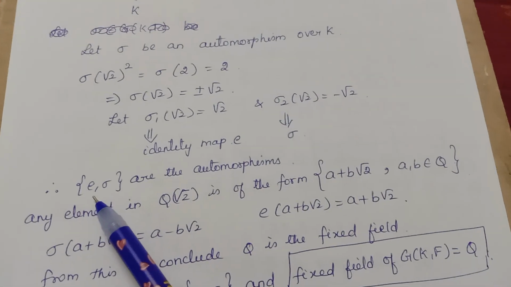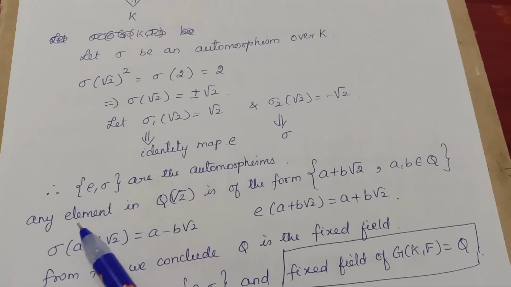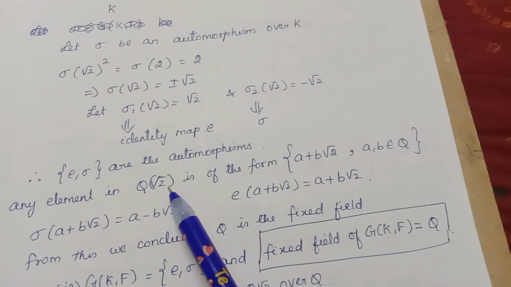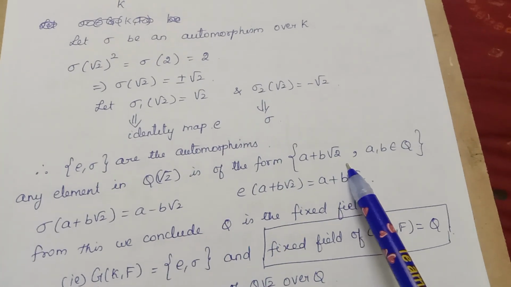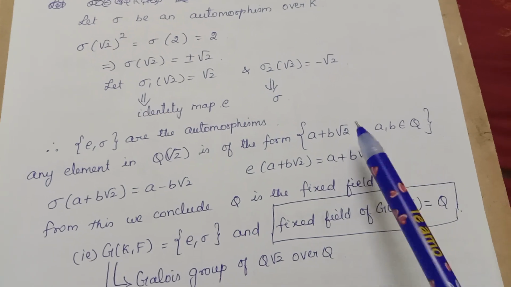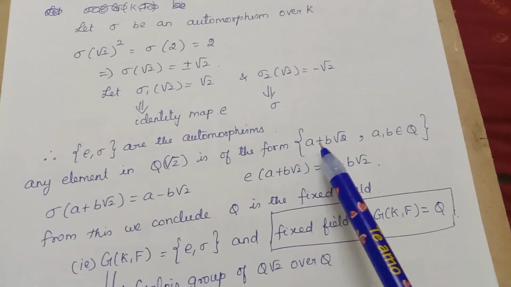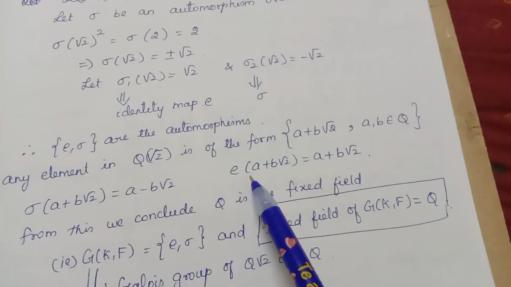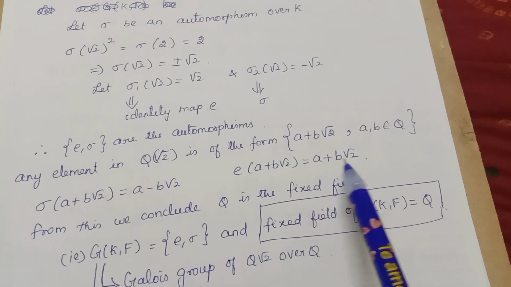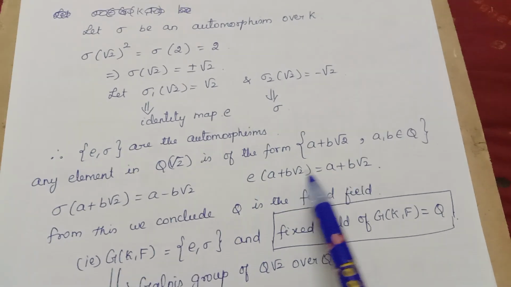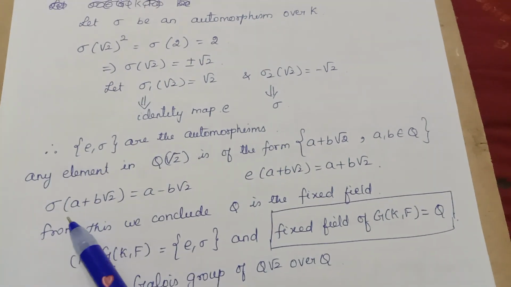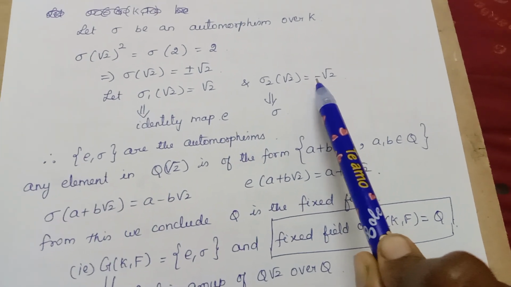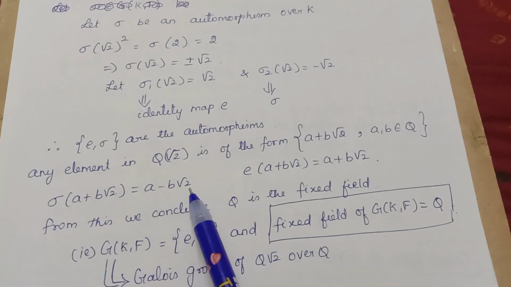Therefore, what are the automorphisms? E, identity, and sigma. Right? Now, how will you take any element of Q(root 2)? See, every element of Q(root 2) takes the form a plus b root 2, where a and b are elements of Q. So what will happen to this element under these two automorphisms? E of a plus b root 2 is equal to a plus b root 2 only, because this is identity map, which fixes every element. What about the sigma? Sigma of a plus b root 2 equal to, this sigma changes the sign of root 2. So a plus b root 2 will be mapped to a minus b root 2.